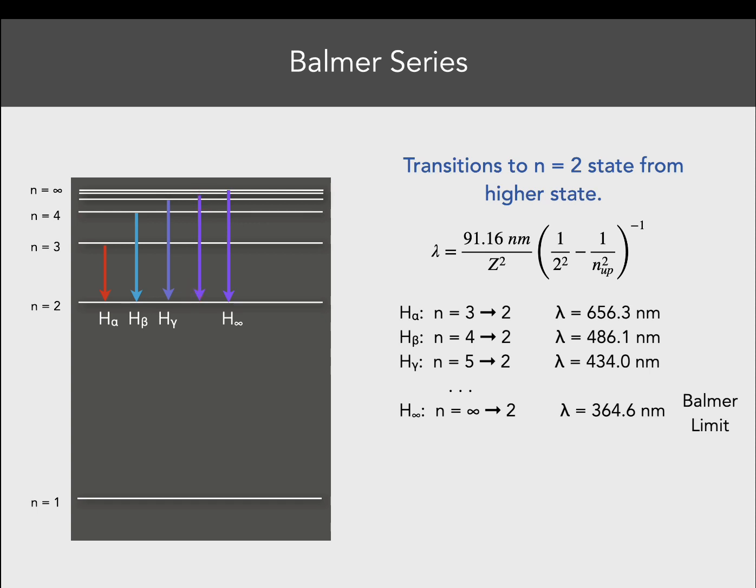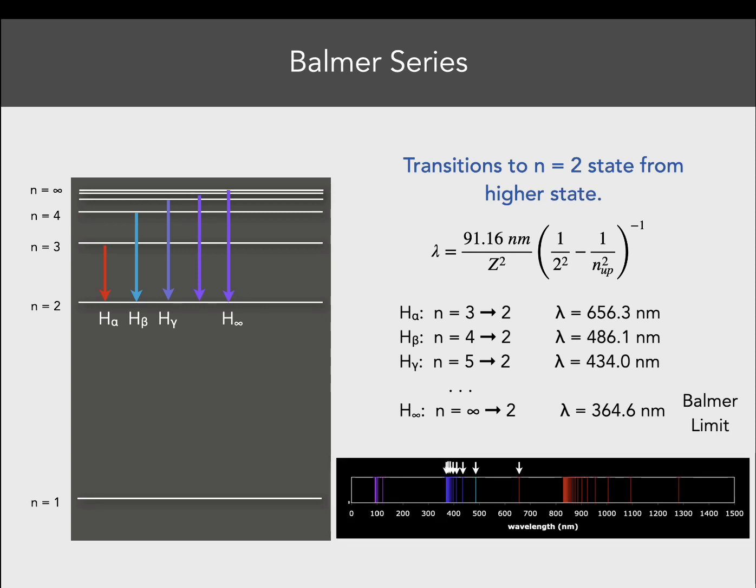And then if you take the limiting case, where you had an electron very far up, like close to n equals infinity, and it transitions down. If you plug in infinity for the upper state, 1 over infinity is 0. So you get 91.16 divided by 4, well, times 4 because it's to the negative 1 power. You get 364.6. So that's called the Balmer limit, which is the limiting case of the shortest wavelength light that results when you're transitioning to the n equals 2 level.